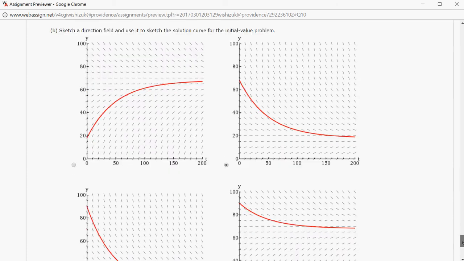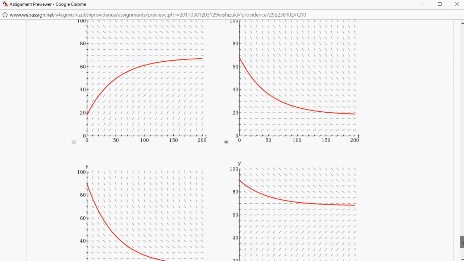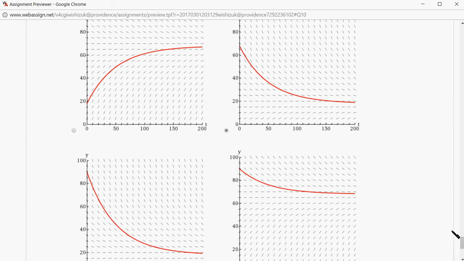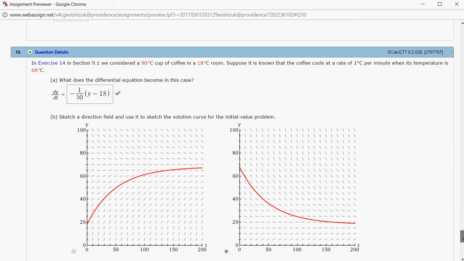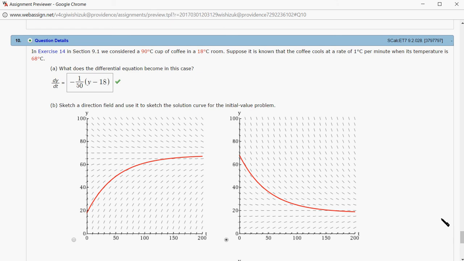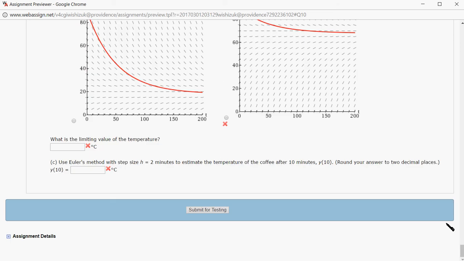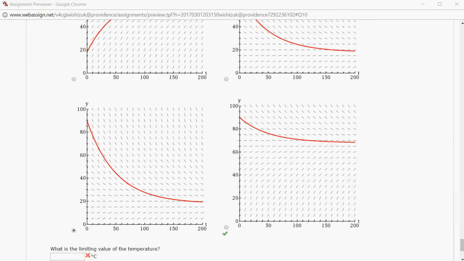The only difference is the starting temperature. Originally it's 90 degrees, but the starting temperature in one of them is actually less than 80, so that shouldn't be it. So the picture we're looking at is this one. Let's check the answer. Alright, we got the correct picture.